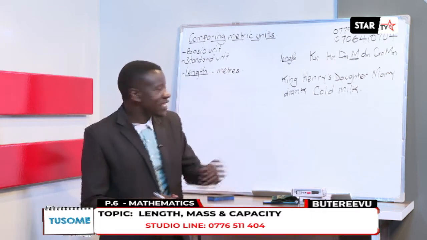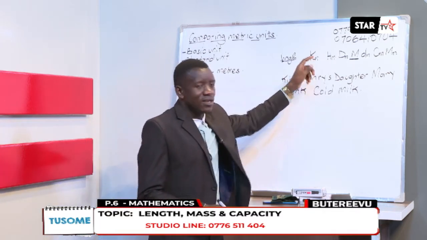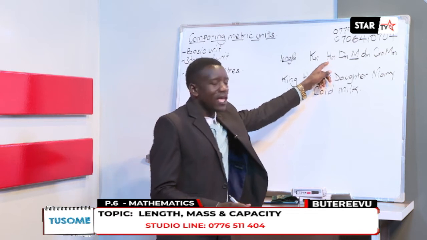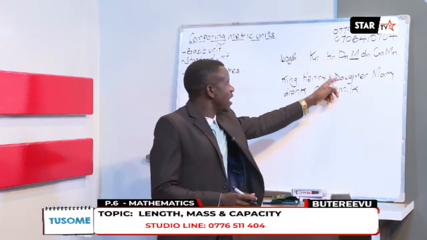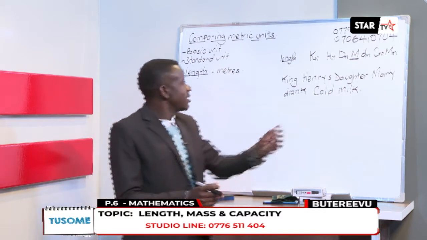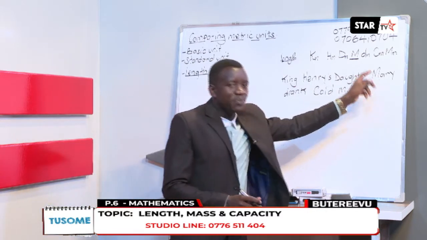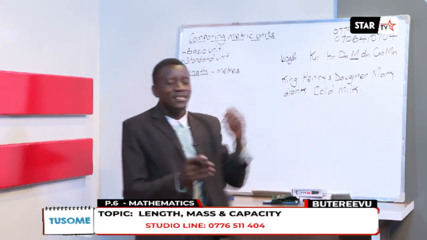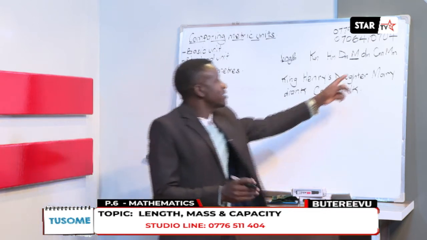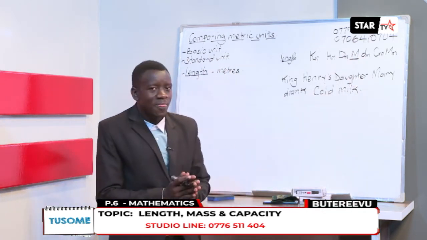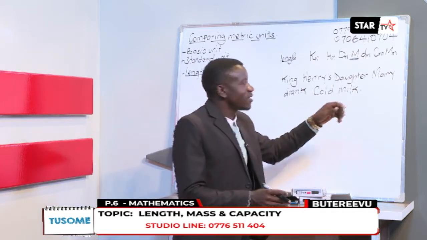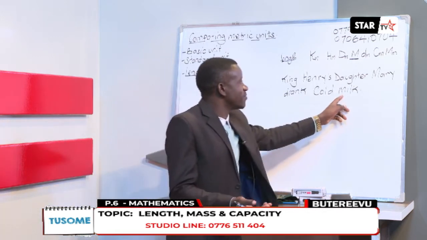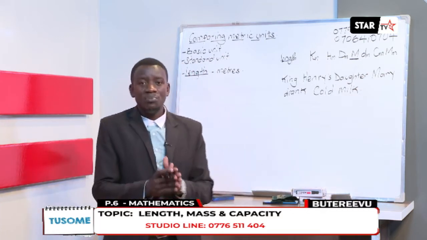Take a look at this. King stands for kilometer. Then Henry's, it will be hectometer. Then daughter would be decameter. Then Mary, this capital M will stand for meters. Then from there we shall have drank. Drank is small d, which stands for decimeter. Then from there we say cold, which stands for the capital C, centimeter. Then from there the final M, which is at the end, would be millimeter.